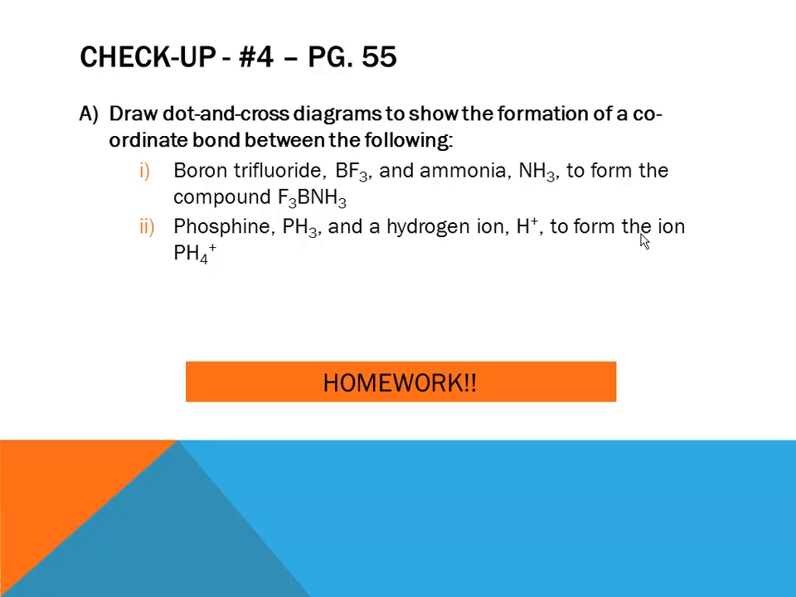Alright, so using dot and cross diagrams, show the formation of coordinate bonds between BF3 and ammonia, NH3. The compound will be F3BNH3. And show that phosphine and a hydrogen ion will form a polyatomic ion, PH4+. Okay?